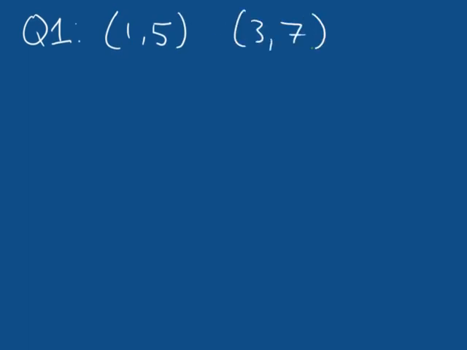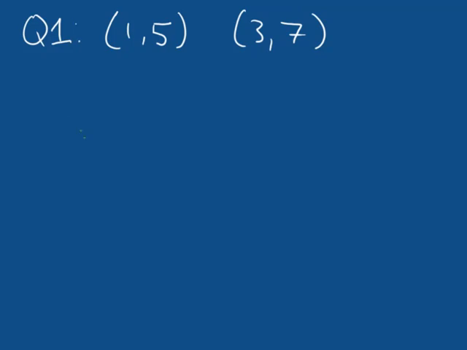There we go. And let's set question 1. So question 1, we're going to have the points (1, 5) and (3, 7). So they're the 2 points that our line passes through. I want you to go ahead and pause the video and calculate the equation of the line that passes through those 2 points. Once you've found the equation, or if you get stuck, unpause the video. I'm going to work through the answer.